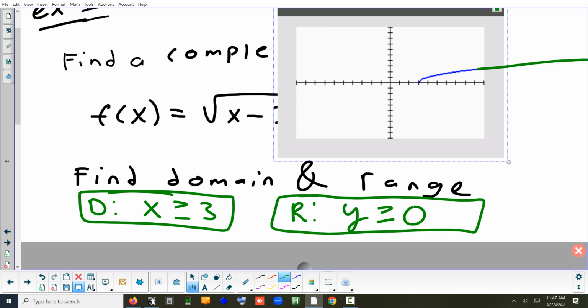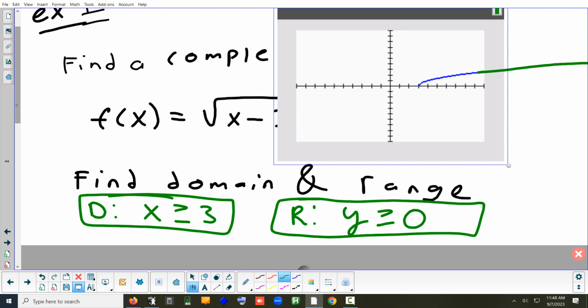Could that also be all real numbers? It's not all real numbers because that would mean it goes down forever. This graph doesn't go down forever. It doesn't go anywhere down in quadrants 3 and 4. It only is in quadrant 1, so it's only from 0 up. And it said to find a complete graph. Well, I just did zoom 6, so that's negative 10 to 10, negative 10 to 10, standard.